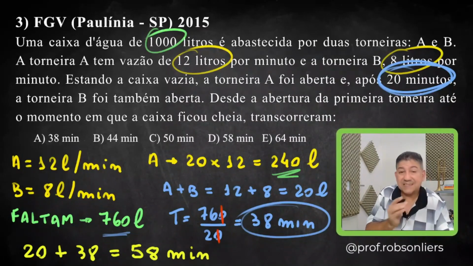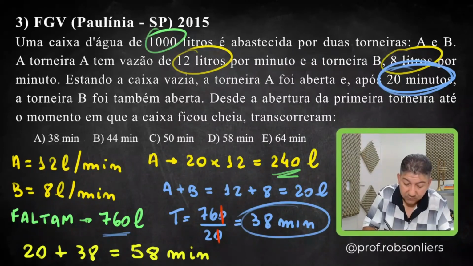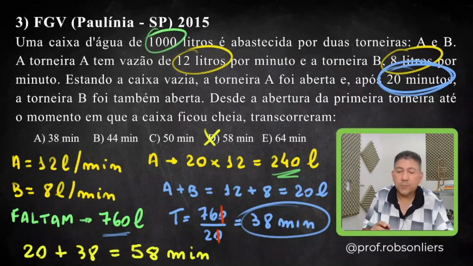This is the time it took from opening the first faucet until the tank was full. So, who marked 58 minutes here, which is letter D? You got it right and aced the question.